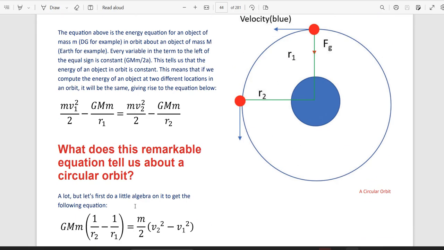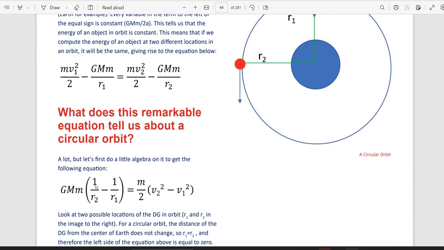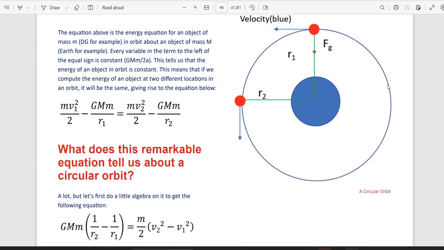Okay, doing a little bit of algebra on this, I can get from here to here. So what does this tell us about a circular orbit? This is a circular orbit. So this is the delta glider or some object in orbit, at position r1, and sometime later at position r2. As you can see, in a circular orbit r1 is equal to r2. So if r1 is equal to r2, then 1/r2 is equal to 1/r1, and their difference is going to be 0. So this side becomes 0. If this side becomes 0, that means v2 must be equal to v1. So the speed of an object in a circular orbit is going to be constant.